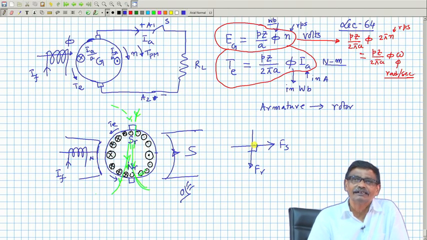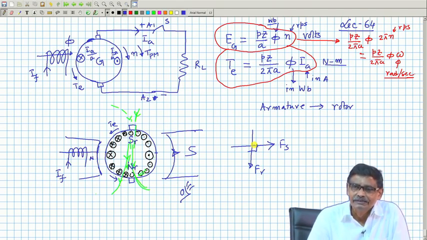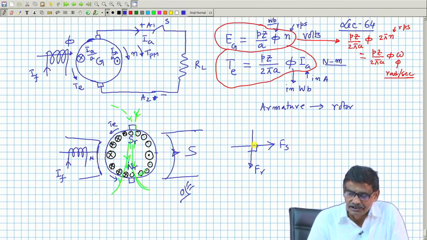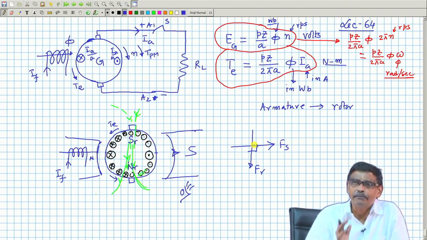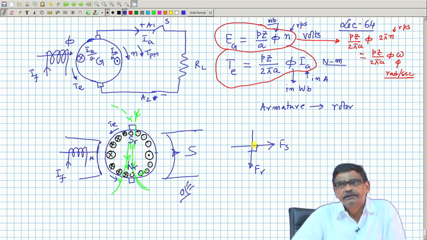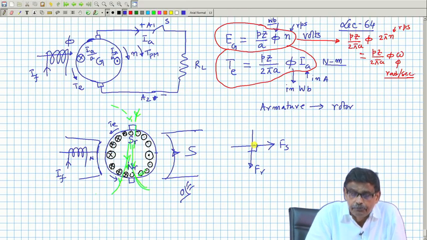no matter what. Unlike induction machines or synchronous machines, with respect to a stationary observer, they may move, but they must move with the same velocity. So that a stationary observer must conclude these two fields, the angle between them, these two are fixed, then only a constant torque will be produced.